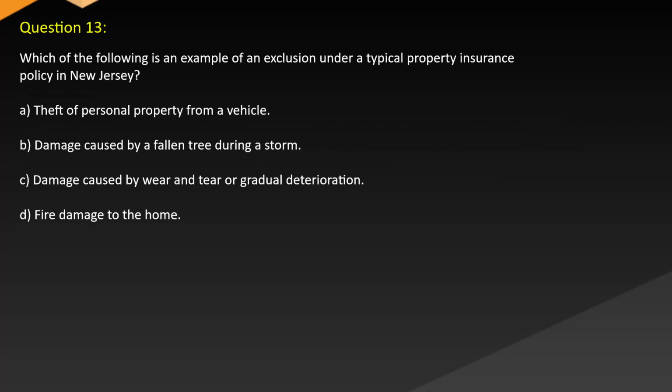Question 13. Which of the following is an example of an exclusion under a typical property insurance policy in New Jersey? A. Theft of personal property from a vehicle. B. Damage caused by a fallen tree during a storm. C. Damage caused by wear and tear or gradual deterioration. D. Fire damage to the home.